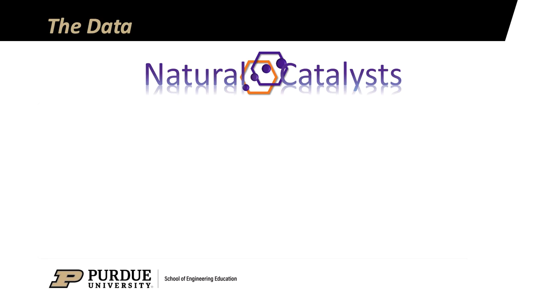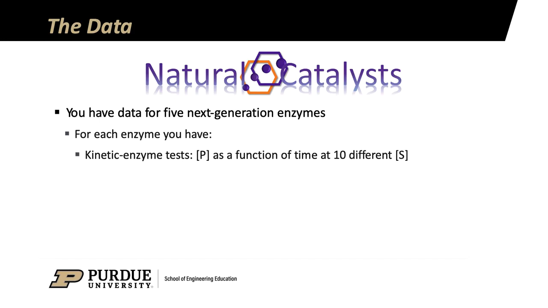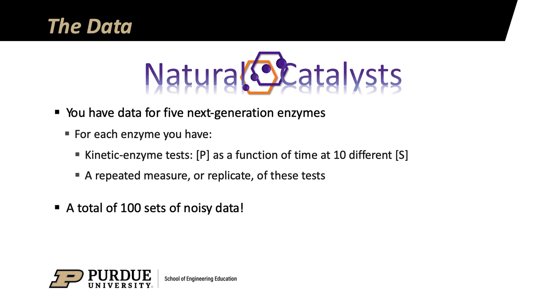Okay, so you have data for 5 next-generation enzymes to be used in detergents. In the data set, for each enzyme, you have kinetic enzyme tests, which are product concentration as a function of time at 10 different substrate concentrations, and a repeated measure or replicate of each of these tests, for a grand total of 100 sets of noisy data.